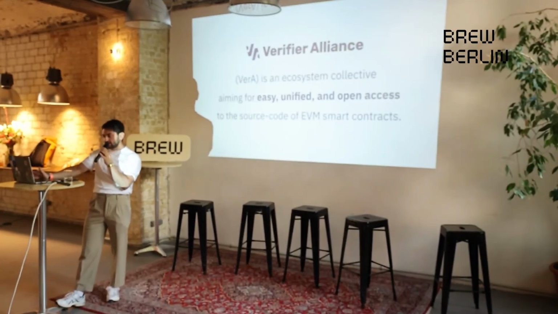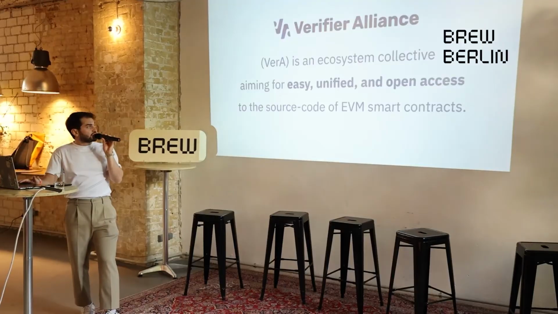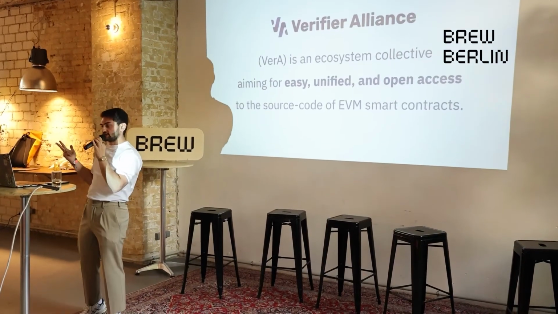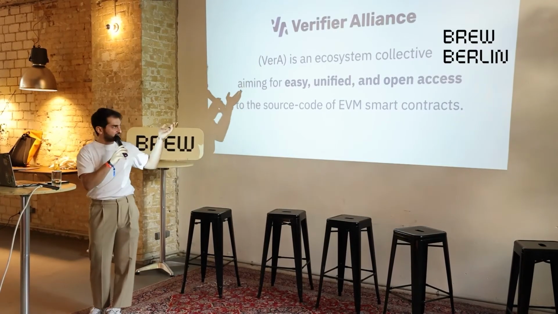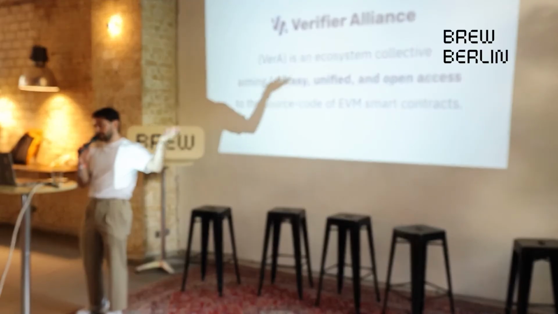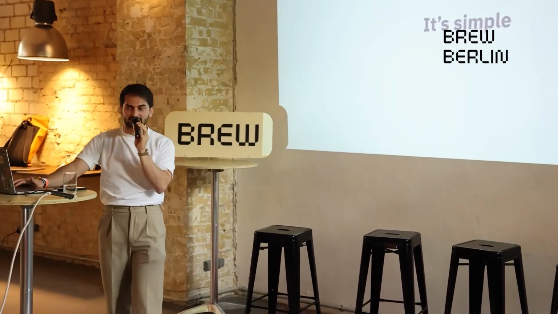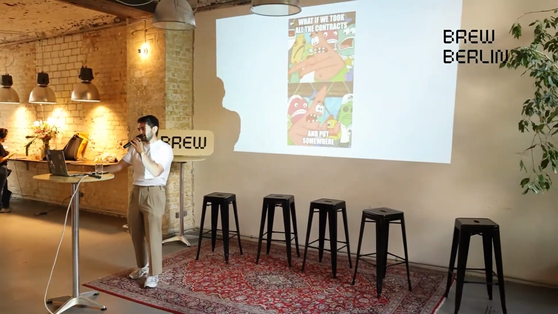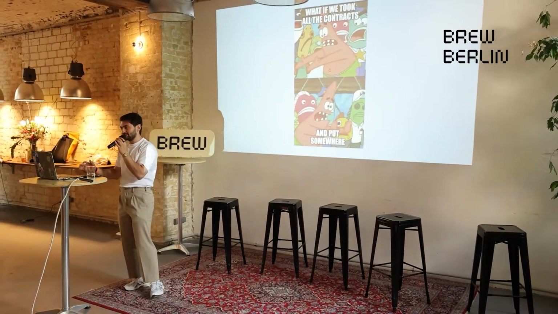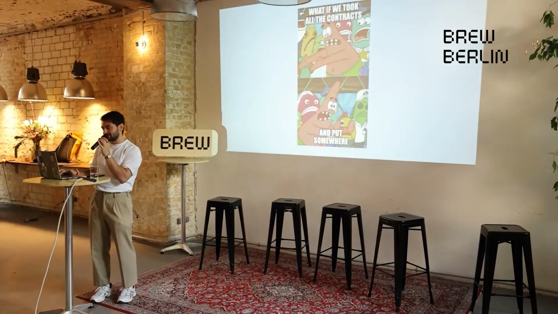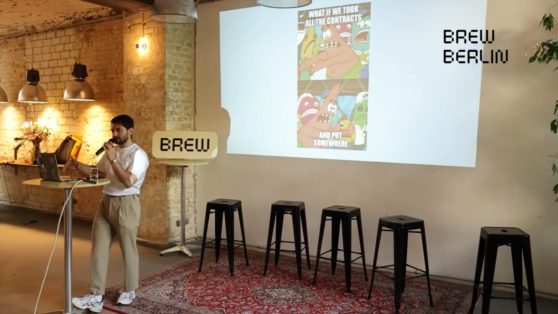So, what is Verifier Alliance? In short, Verifier Alliance is an ecosystem collective aiming for easy, unified, and open access to the source code of EVM smart contracts. Because currently, it's not easy, it's not unified at all, and it's not open access. It's difficult to get all the contracts. And at the end of the day, it's simple. What we do is we just take all the contracts and put them in one place. At least at this stage, the main goal is to have everything in one place, in one database. And from there on, we will see what else we can do together.